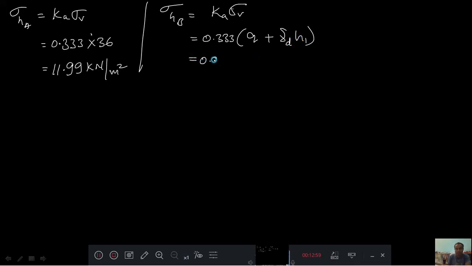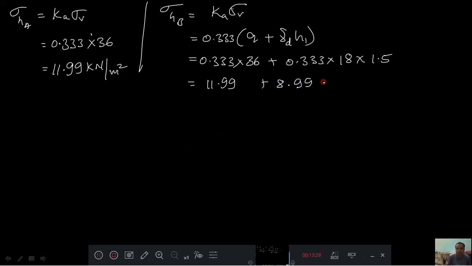I will write here 0.333 into 36 plus 0.333 into the dry soil with a unit weight of 18, and that is for a distance of 1.5 meter. Separately I will do this one: the first answer will be 11.99 and the second answer is 0.333 into 18 into 1.5, that is 8.99. The total, 8.99 plus 11.99, is 20.98 kilonewton per meter square.